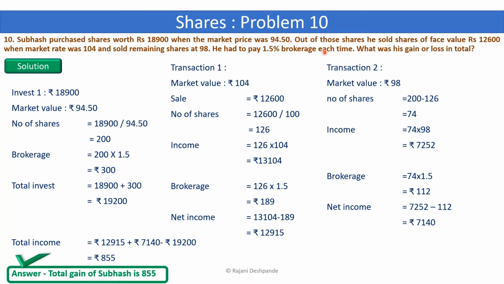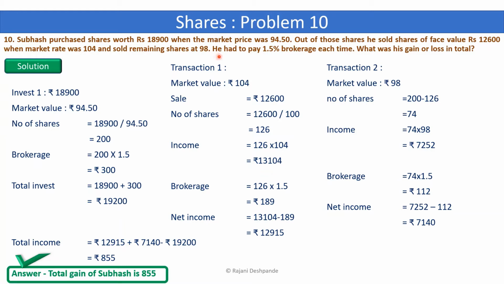Now after some time he sold shares of face value rupees 12,600 when the market rate was 104. We have taken the face value of one share as rupees 100. So the number of shares will be 12,600 divided by 100, which is equal to 126, at the market rate of 104. So the market price of one share is 104. So he gets an income of 126 shares into 104, so he gets rupees 13,104.